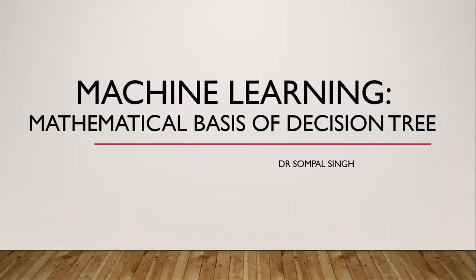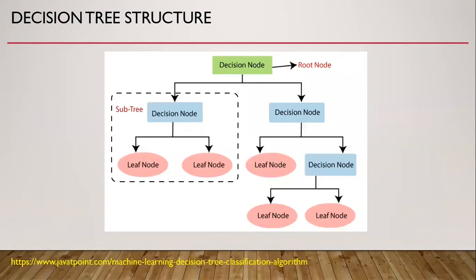Today I'll talk about the mathematical basis of decision tree. It is part of my series of lectures on machine learning. This is the structure of a decision tree I have taken from this internet source. There are various nodes, and at the end there are leaf nodes. The very first node is known as the root node, and part of the tree is also known as a subtree.